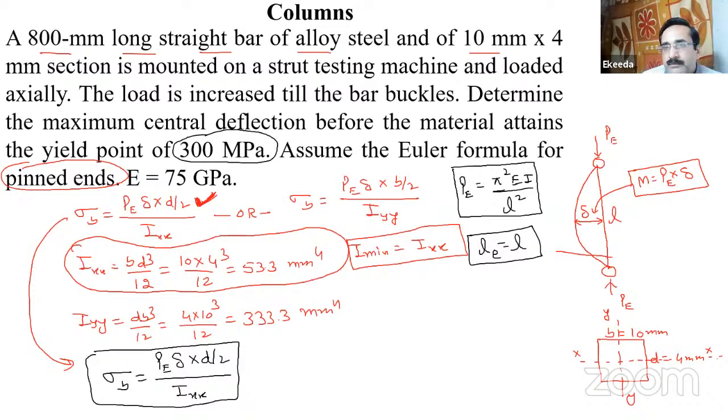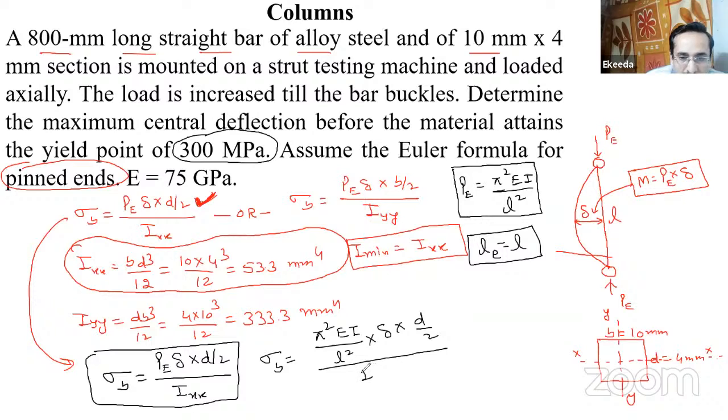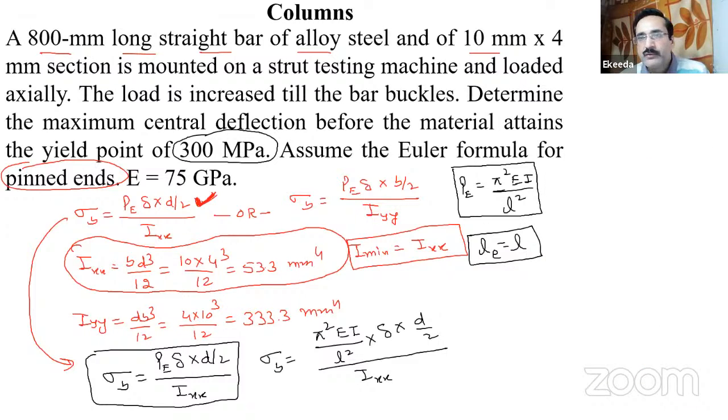So now in this case, we can write here sigma B will be equal to PE, that is pi square EI by L square, multiplied by delta multiplied by d by 2, divided by Ixx, because Ixx is the minimum moment of inertia, right? So now we just have to put the values and we can get the answer.